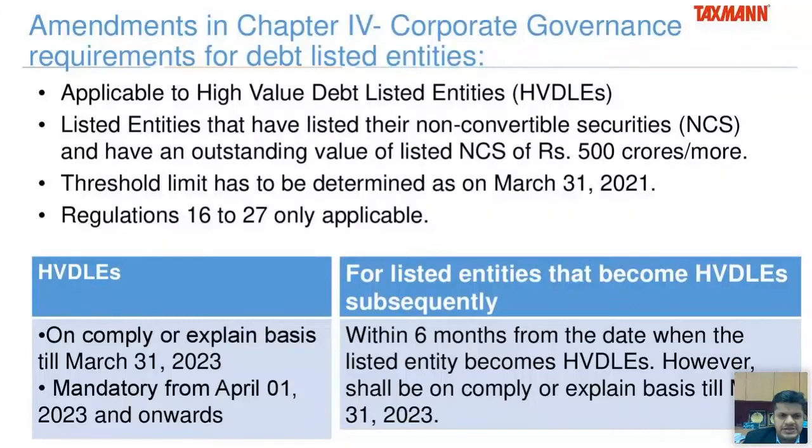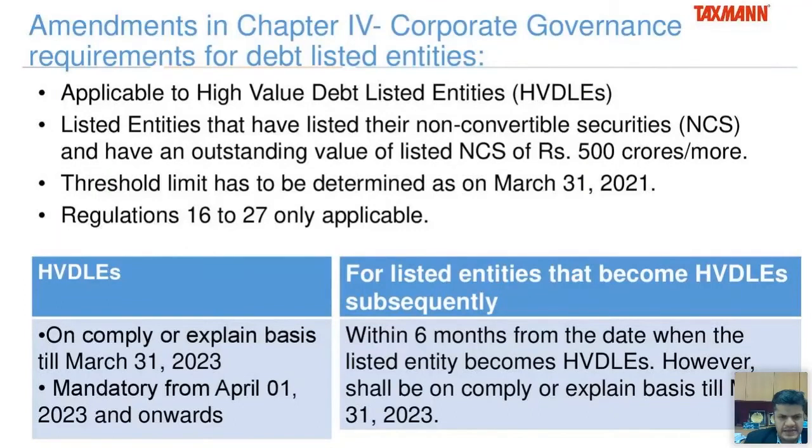There are also amendments in Chapter 4 with regards to corporate governance requirements for debt listed entities. Now, these are applicable only to high value debt listed entities, that is, debt listed entities whose outstanding value is more than 500 crore as of 31st of March 2021. Listed entities that have listed their non-convertible securities and have outstanding value of listed NCS to be 500 crores or more, the threshold has to be determined on 31st of March 2021. And then regulations 16 to 27 are only applicable in such cases.